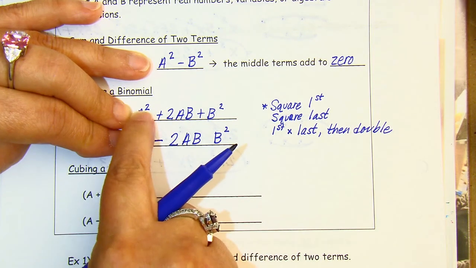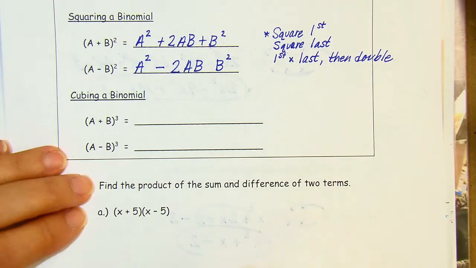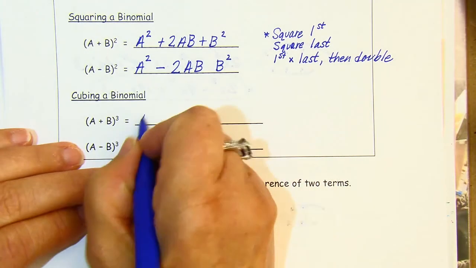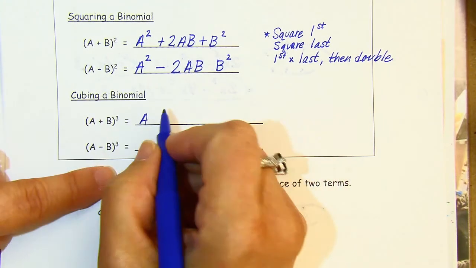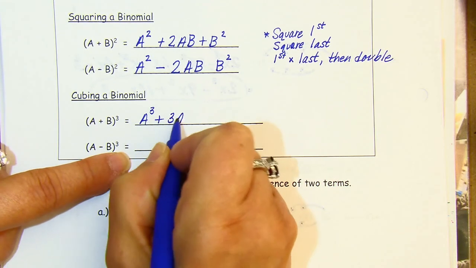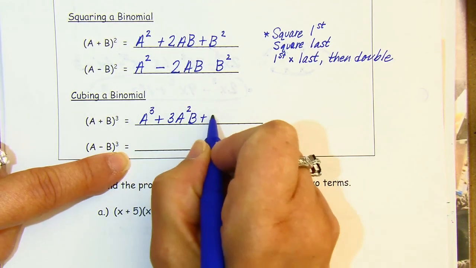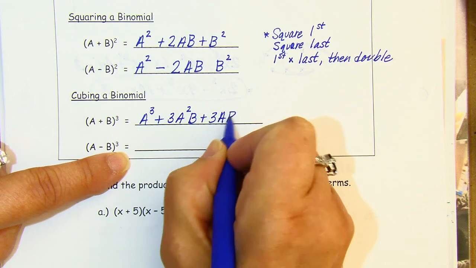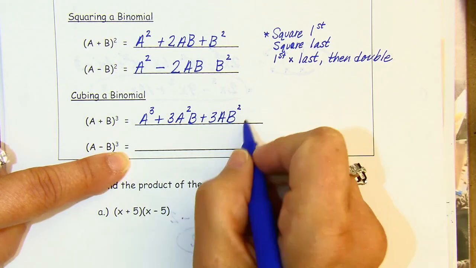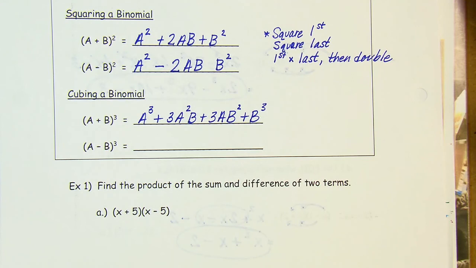Cubing a binomial. Well, the output is going to look like this. When it's plus here, it's going to be A to the power of 3 plus 3A squared B plus 3AB squared plus B cubed. Okay, so it's a formula, and we're going to apply it to these problems down below.